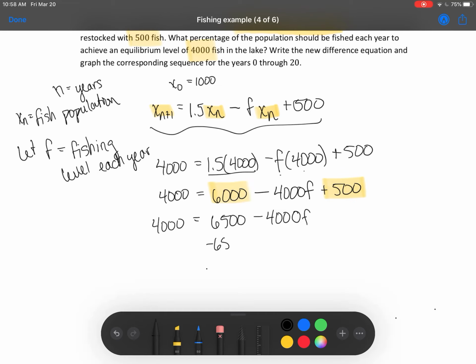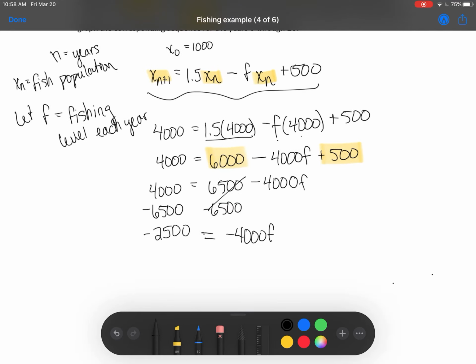We then subtract 6,500 from each side. Those, of course, cancel out. And then we have negative 4,000f on the left. Sorry, that's the right. We have negative 2,500 on the other side. And now we divide each side by negative 4,000 to get f by itself. Those cancel. And then negative 2,500 divided by negative 4,000 is 0.625. All right, so this is our fishing level.